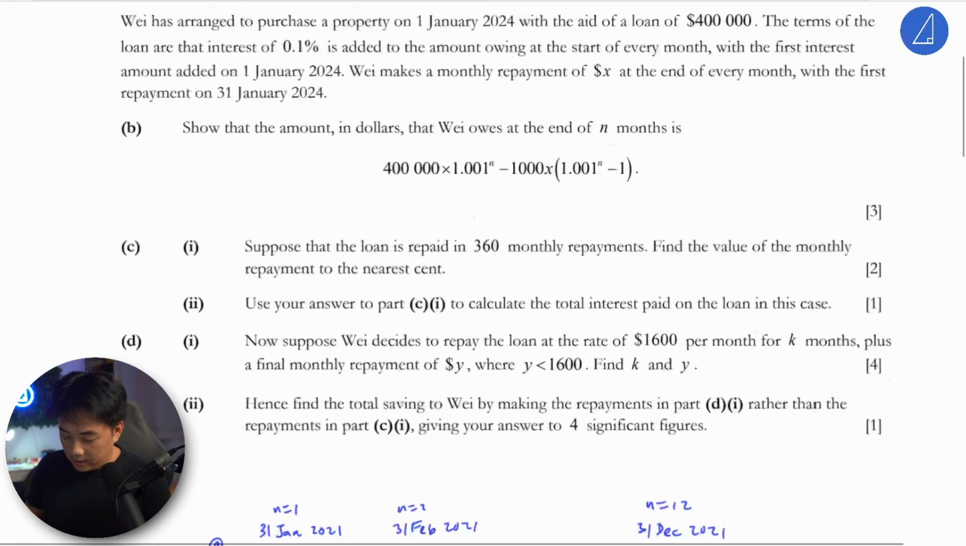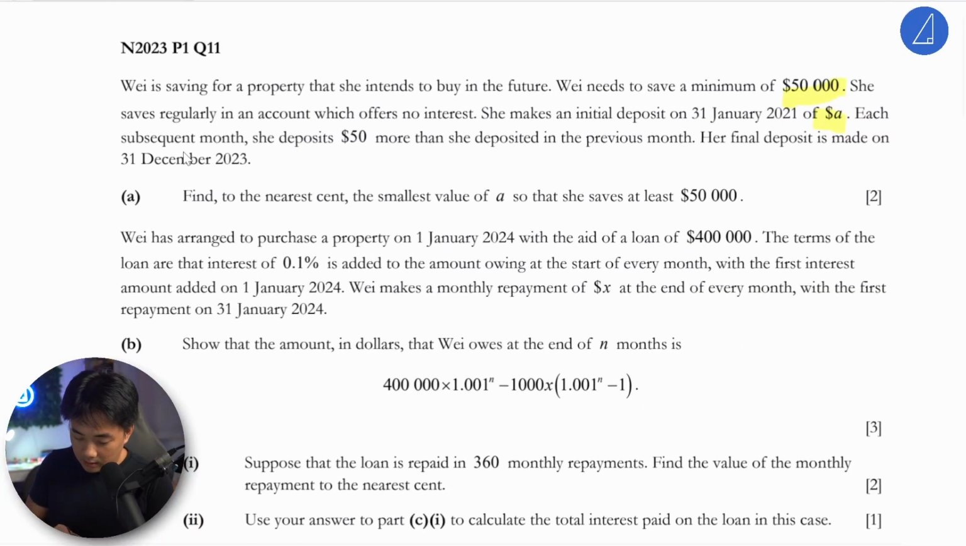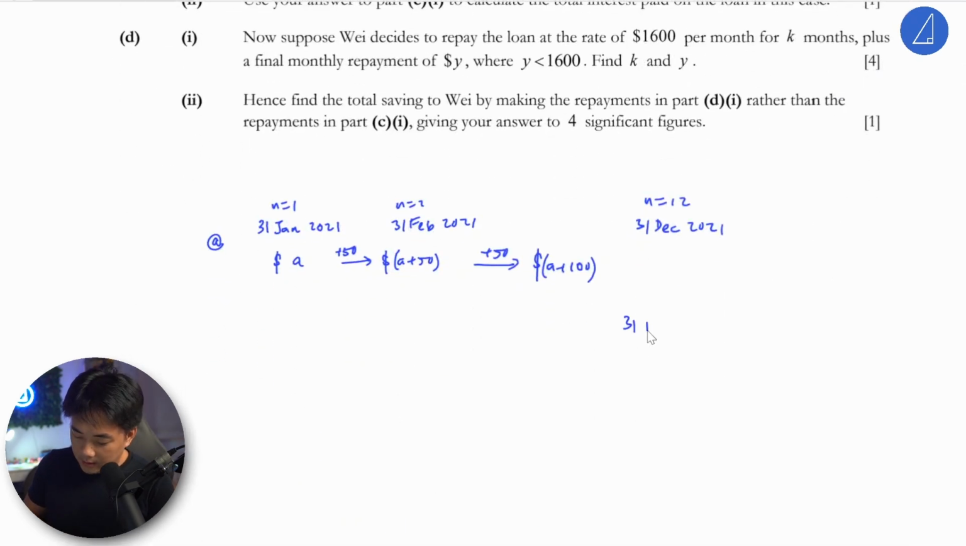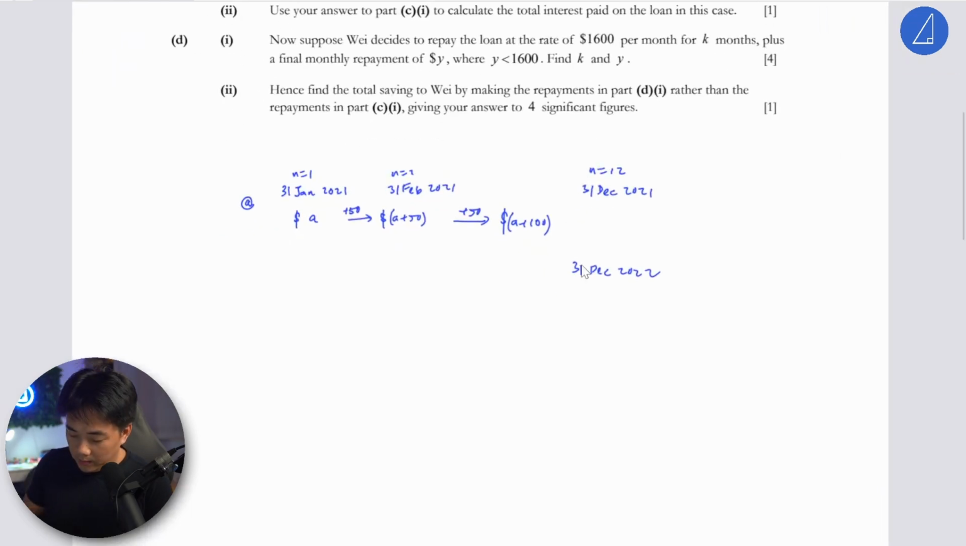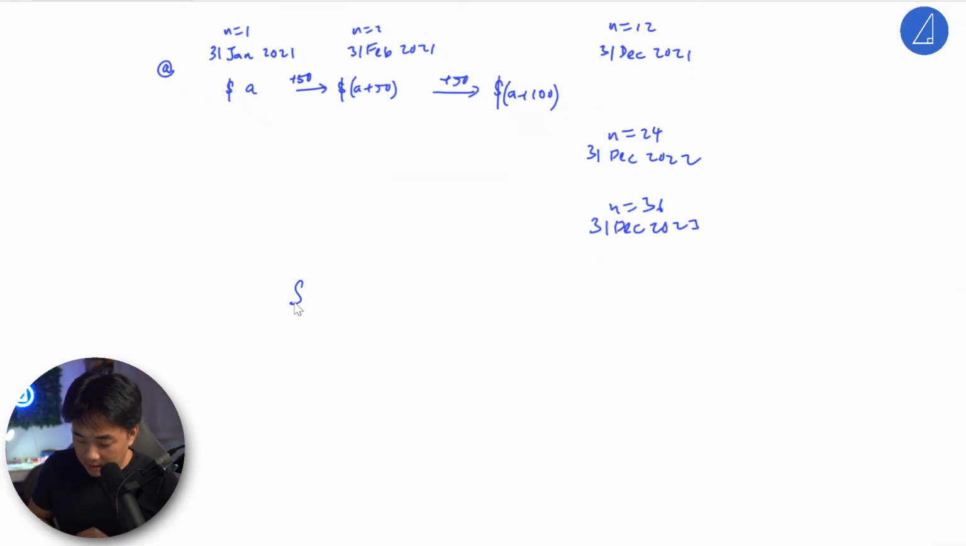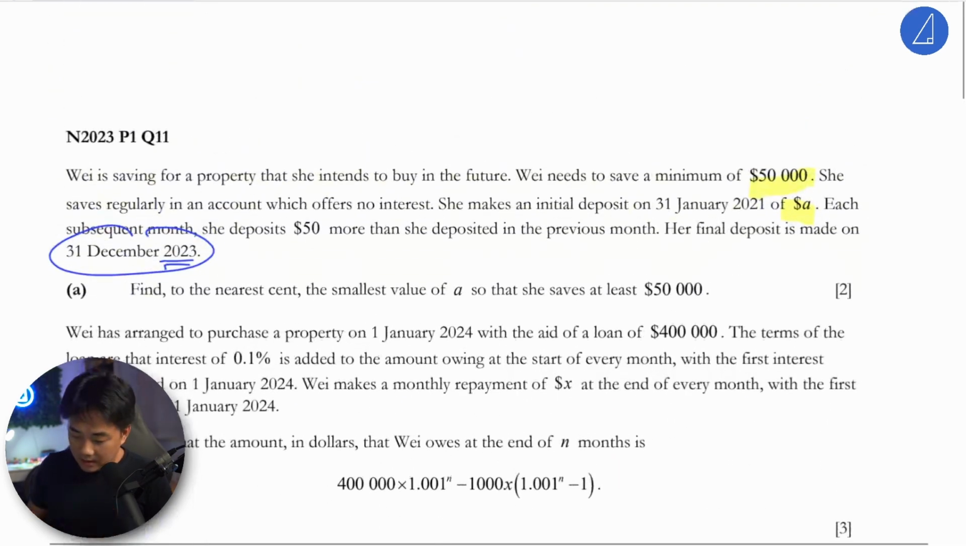Generally, 31st December 2022 will be n equals 13 up to 24. Then 31st December 2023 will be n equals 36. So that's the important part. Essentially it's an AP, right? So we need S36 because the last month being deposited is the 36th month.